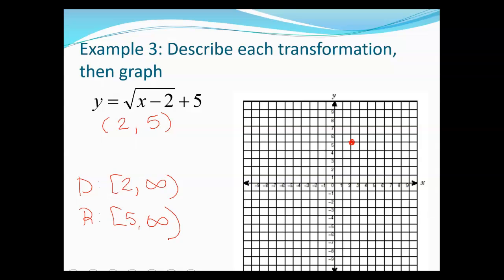You could also conversely plug in points. Like you could plug in 3. 3 minus 2 is 1. Square root of 1 is 1. 1 plus 5 is 6. So you could plug in points and create a table, or you can do the table idea like we had from quadratics. So you have 2, 5, 3, 6, 6, 7, and 11, 8.